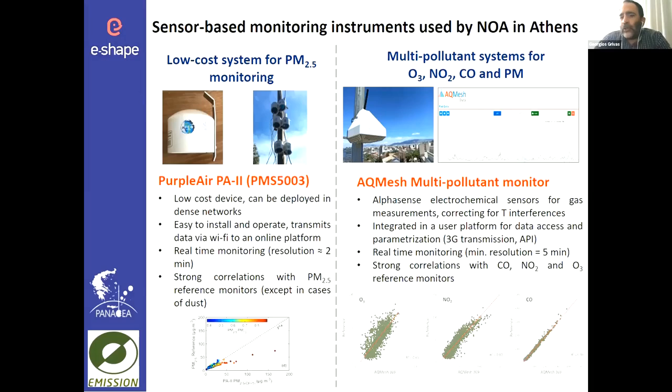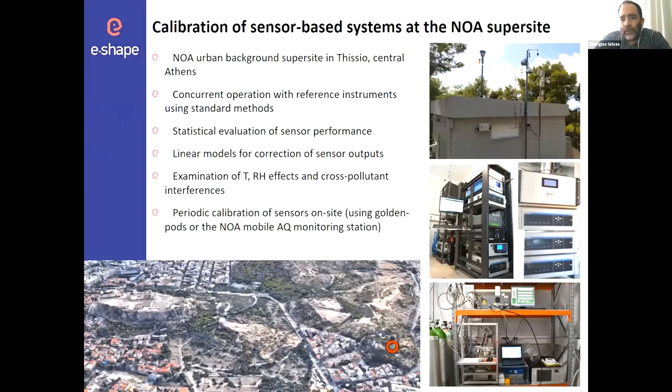As we have said, it cannot be stressed enough how important it is to calibrate the sensor-based systems. In Athens, this procedure is carried out at the National Observatory of Athens super site that is located in central Athens, close to the Acropolis. This is a research site, an active site, and has advanced instrumentation for atmospheric composition, greenhouse gases, etc. However, it also carries the full array of instruments for regulatory pollutants, gases, and particles.